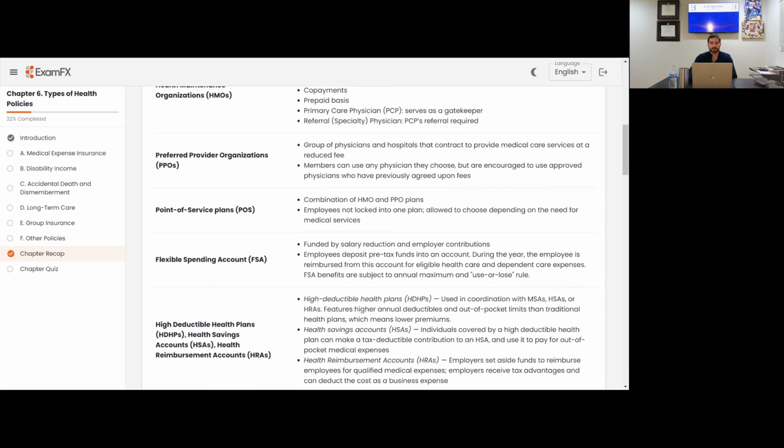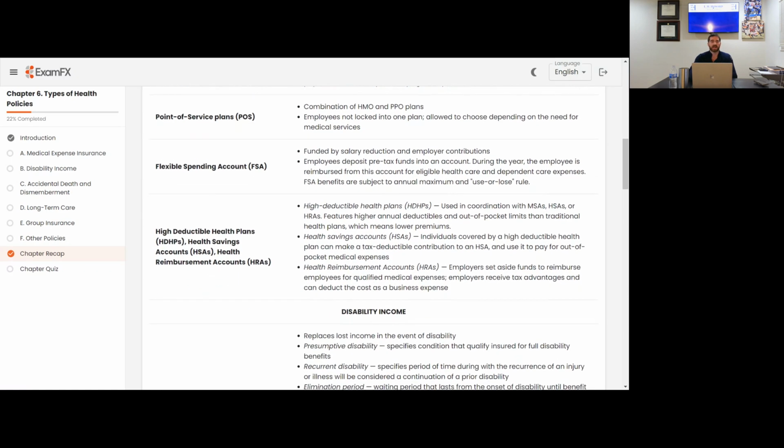Point of service plans, POS, is kind of a combination of both. So you're going to have a combination of your HMO and your PPO plan. And for your employees, the employees are not locked into one plan. They're allowed to choose depending on the need for medical services. So that's more geared towards employees and that kind of aspect.